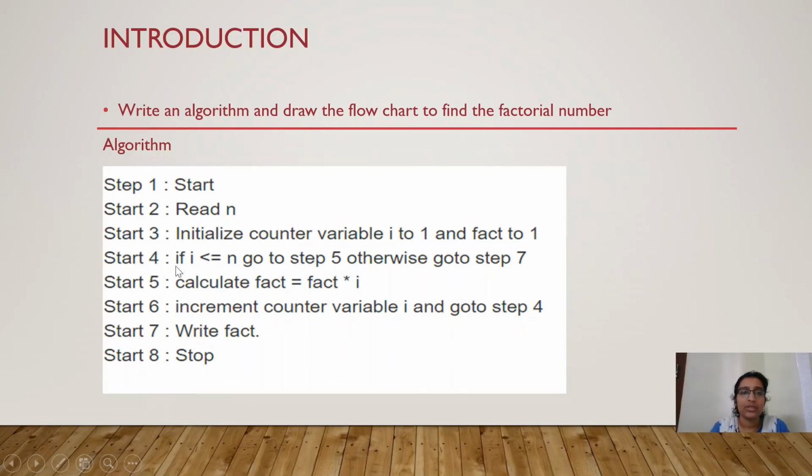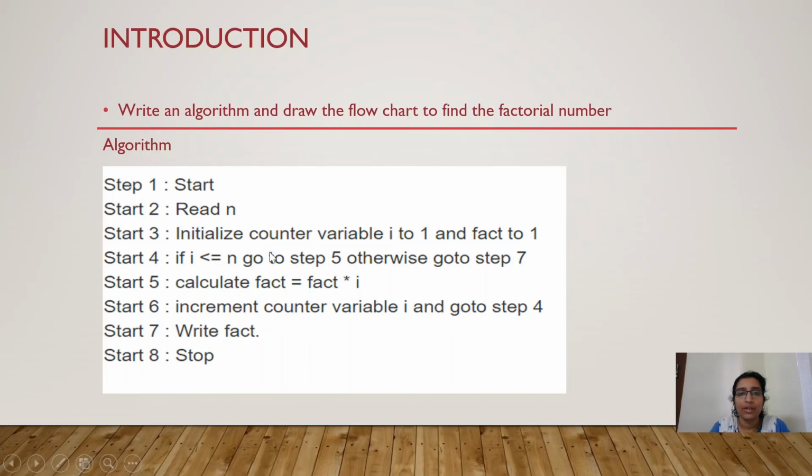Then the next step: if I is less than or equal to n, go to step 5. I less than or equal to n means we have not reached the n value. So what we have to do is calculate fact equal to fact into I. Otherwise, go to step 7. If I is greater than n, it's over, so we go to step 7. Then, see step 6: increment counter variable I and go to step 4.